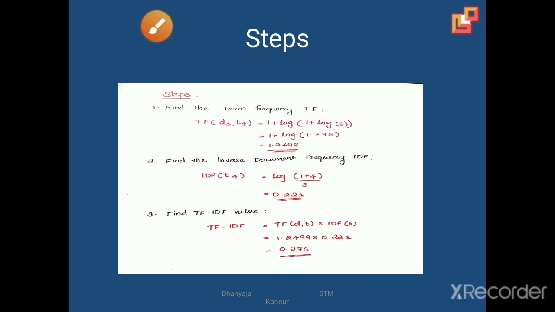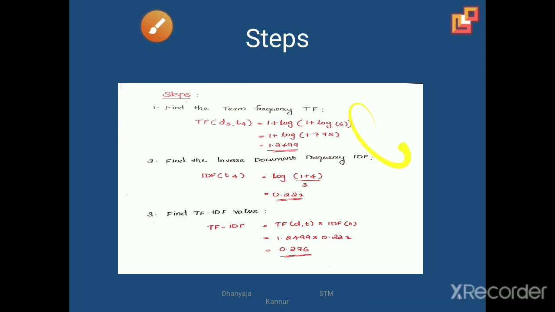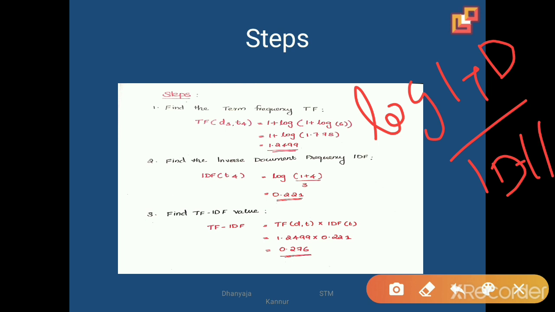Okay. Now what is the next step? Finding the inverse document frequency. What is inverse document frequency? The equation for finding the inverse document frequency is log of 1 plus d by mod dt. This is the equation, right?